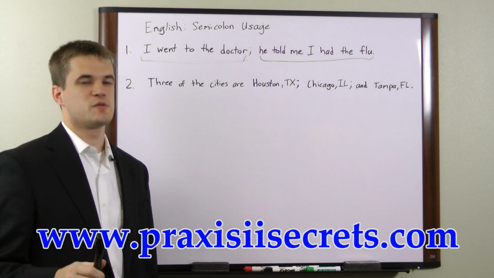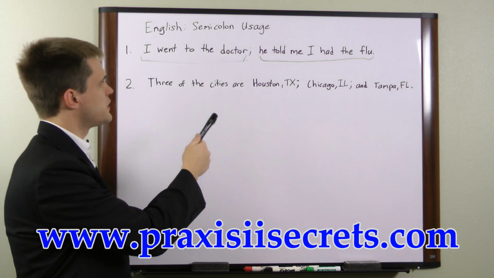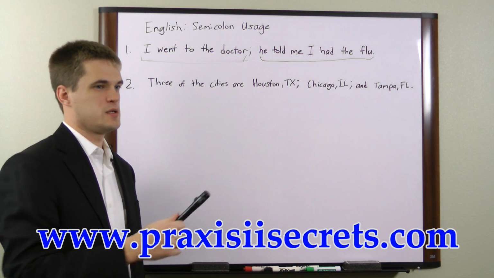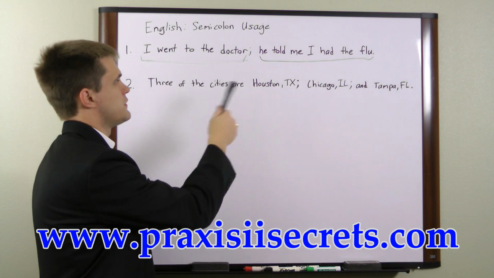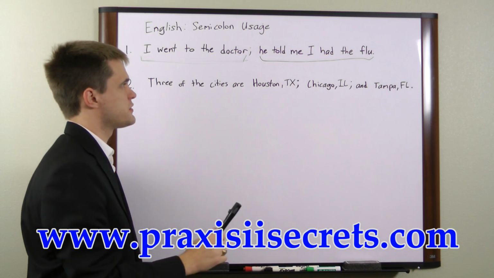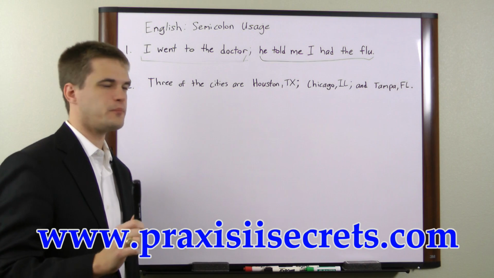You would not, for instance, be able to use a semicolon in a situation where your two clauses were, "I went to the doctor; I scored a 99 on my exam," because they're not related in the same way that these are. So in order to use a semicolon to separate two independent clauses, the two clauses must be very closely related to one another.